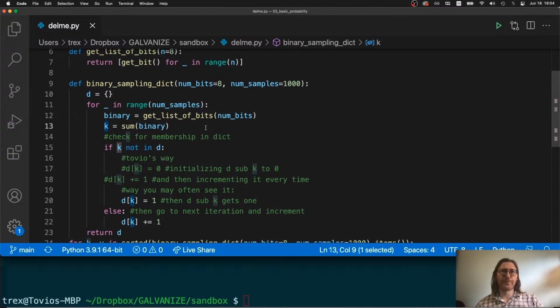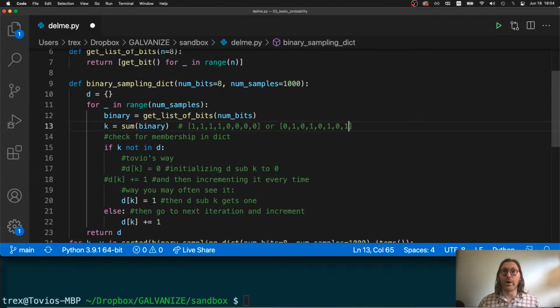It doesn't really matter what order those are in. It could be 1, 1, 1, 1, 0, 0, 0, 0, or it could be 0, 1, 0, 1, 0, 1, 0, 1. This is directly related to a binomial process: there are all these different permutations that lead to a count of 4 bits, and that's what we're getting here. We're getting the sum of the bits in that binary.